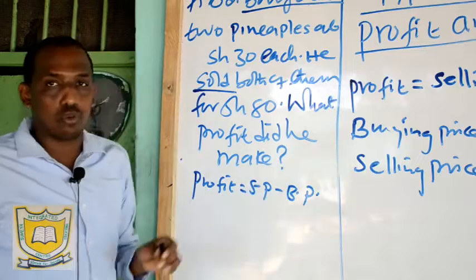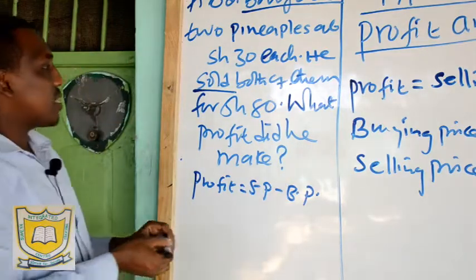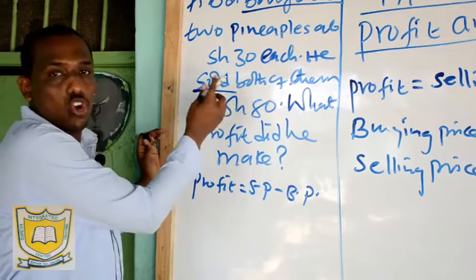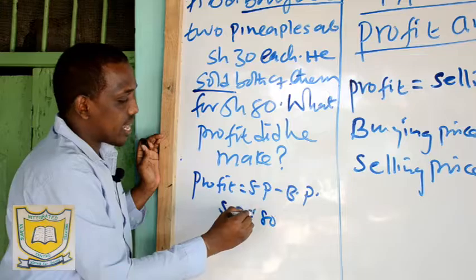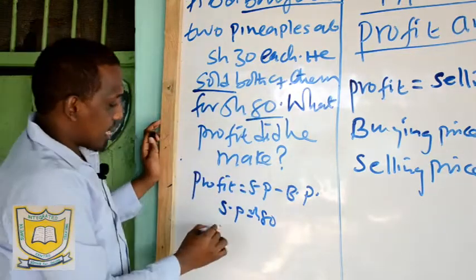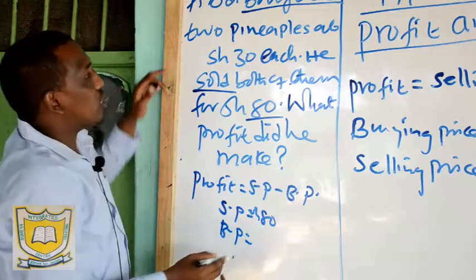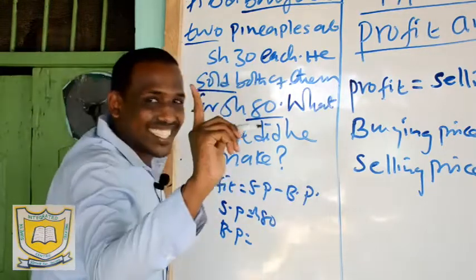That is how we get the profit. Profit is equal to selling price minus buying price. Selling price here: Abdi sold. Sold means selling price, so our selling price here is shillings 80. Then the buying price: you are told he bought 2 pineapples at shillings 30 each.